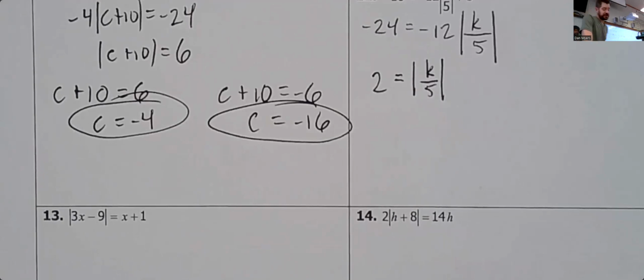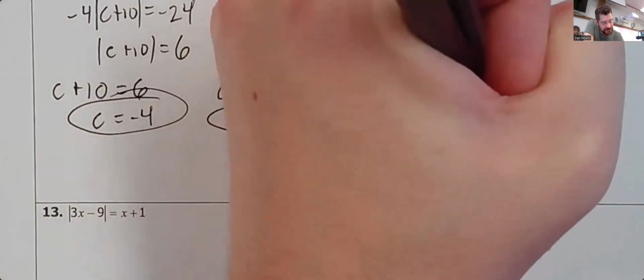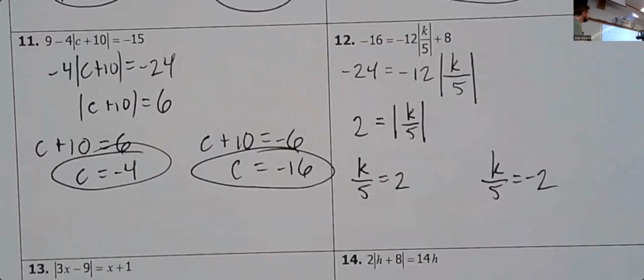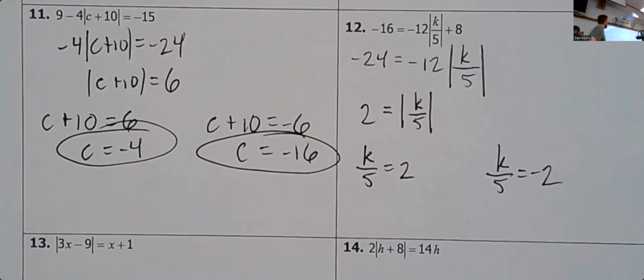We'll get a couple of different equations. We're going to say k divided by 5 equals 2. And we'll also have k divided by 5 equals negative 2. All right. Do those both work? Let's see some nodding. Yeah, we plug in 2. Let's see. Positive 2 would be 2/5. Right here. Absolute value of 2/5 is 2/5. 2/5 times negative 12.